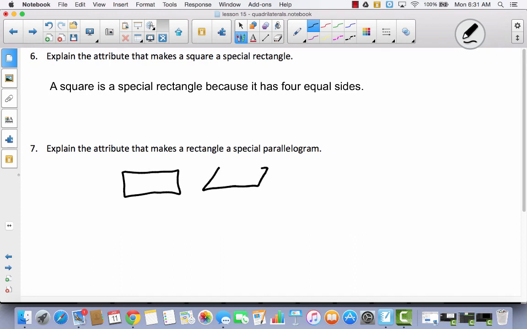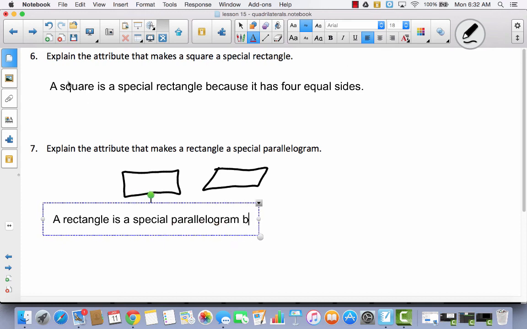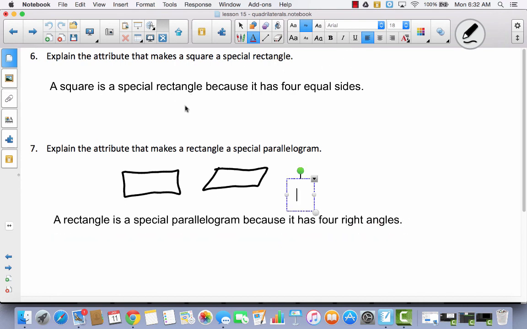Now, a rectangle is a parallelogram because it has 2 pairs of parallel sides, just like the parallelogram. But what makes this not just a parallelogram? What does it have that makes it a rectangle? Hopefully, you thought to yourself, a rectangle is a special parallelogram because it has 4 right angles. This figure does not have 4 right angles. It has 2 pairs of parallel sides, but it does not have 4 right angles.